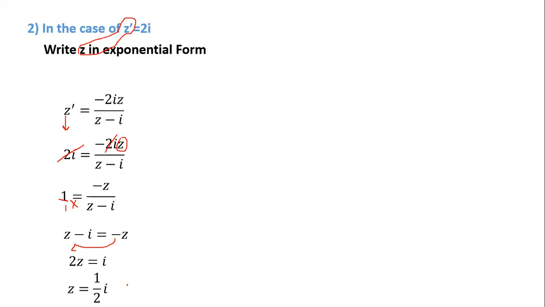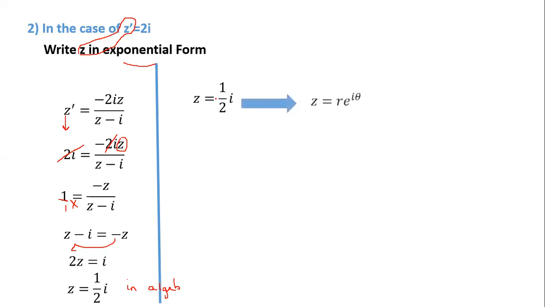We found z, but if you notice, we found it in algebraic form. But it is required to write z in exponential form. So I have to convert z from algebraic form into exponential form. Exponential form means I have to write it in the following form: z equals r e to the i theta.